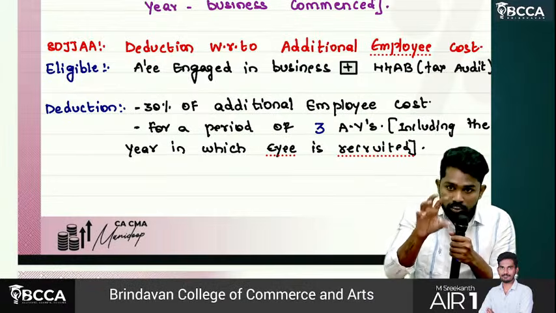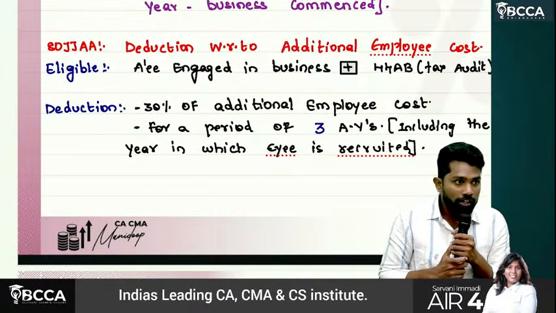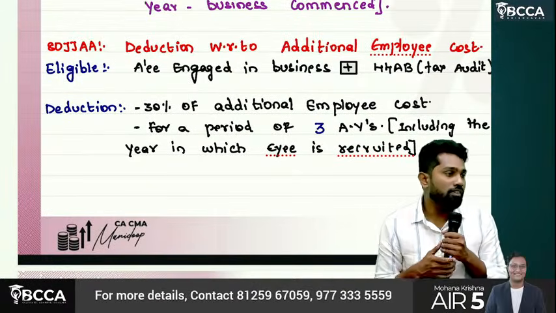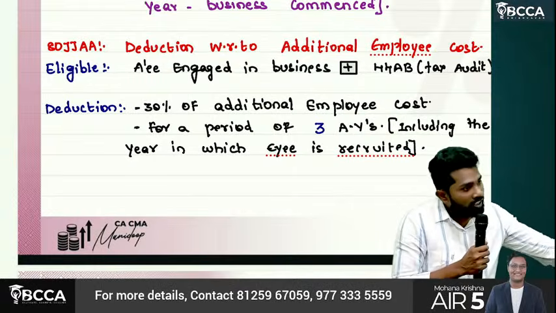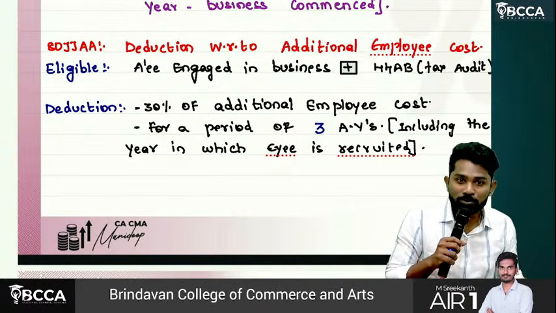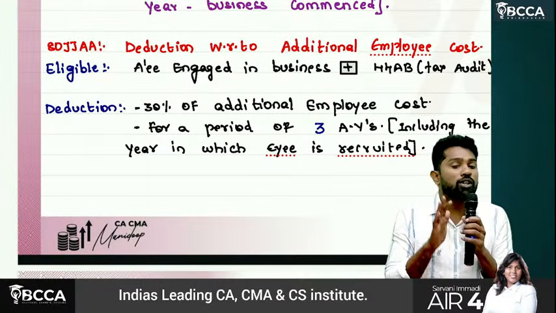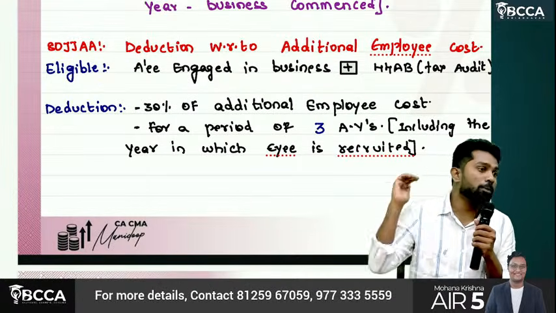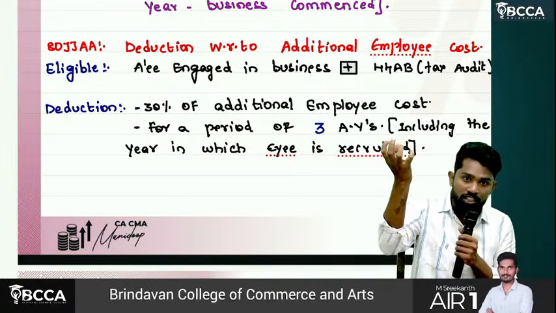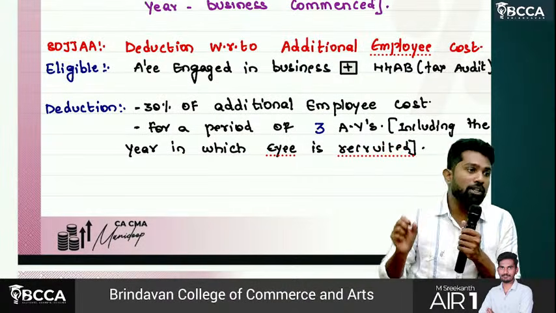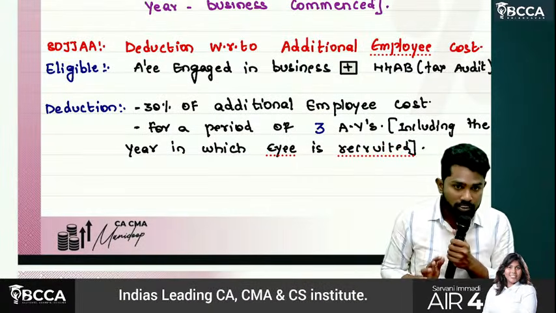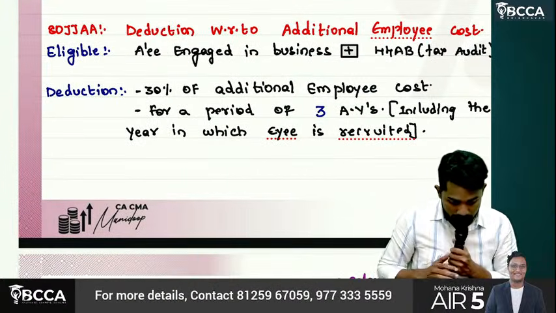It's not just based on new joinings. Otherwise what every company will do, sir, for this deduction they'll hire 10 people and then again remove some other 10 people and keep claiming this deduction. That's why they are saying, opening to closing you compare. If there is an overall increase in the employees, that number you take as eligible for additional employee cost.